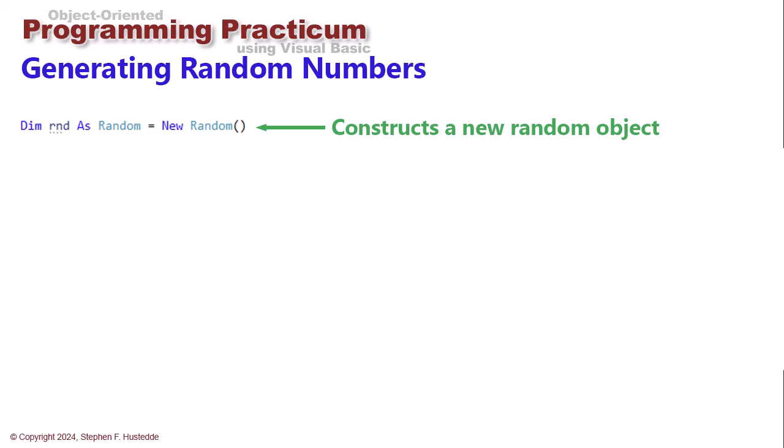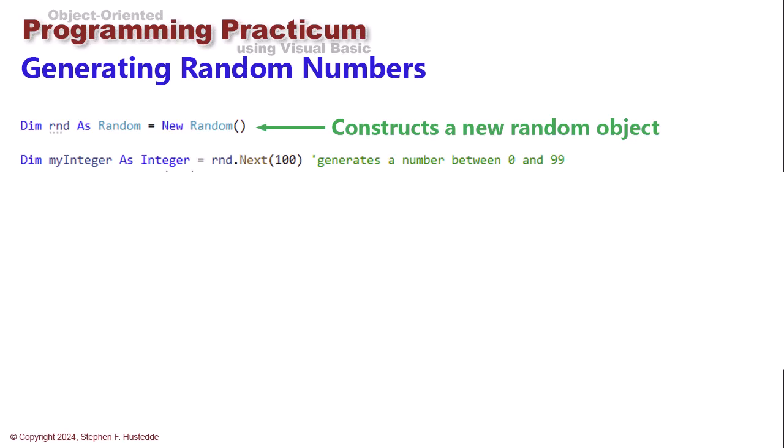It's going to equal a New Random, and that Random, you notice, has parentheses. That's a method. And this New Random is what we call a constructor. It creates the random object. Once we've created that object, we can then use it. I can Dim my integer As Integer, and it's going to equal RND.Next. That's another method, so it's a method of the RND object. And I give it in parentheses an argument of 100. And what that will do is generate an integer between 0 and 99.